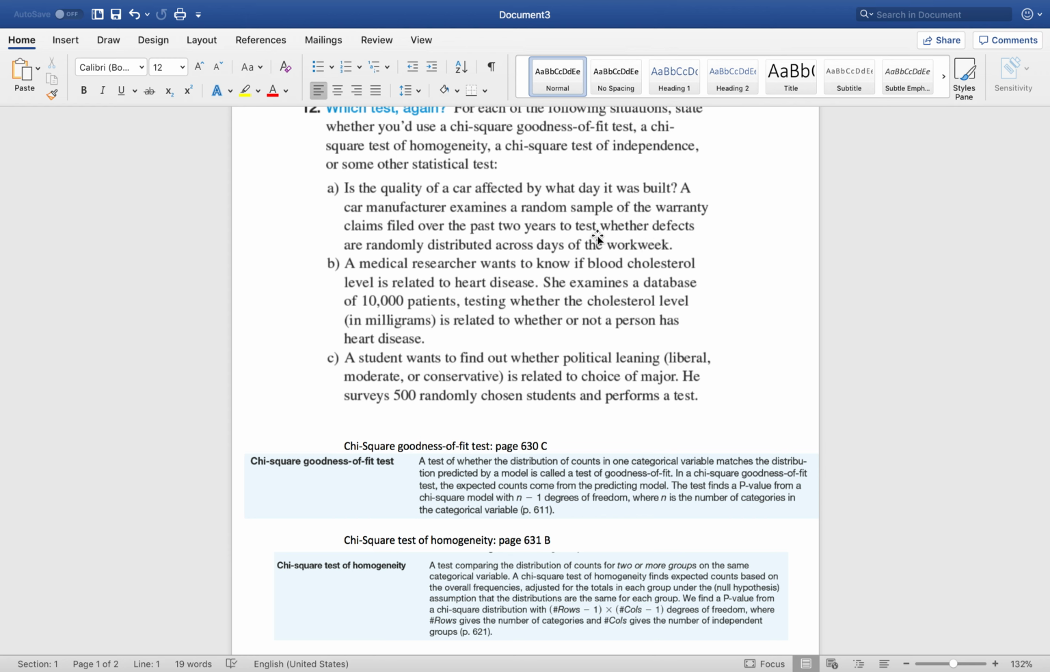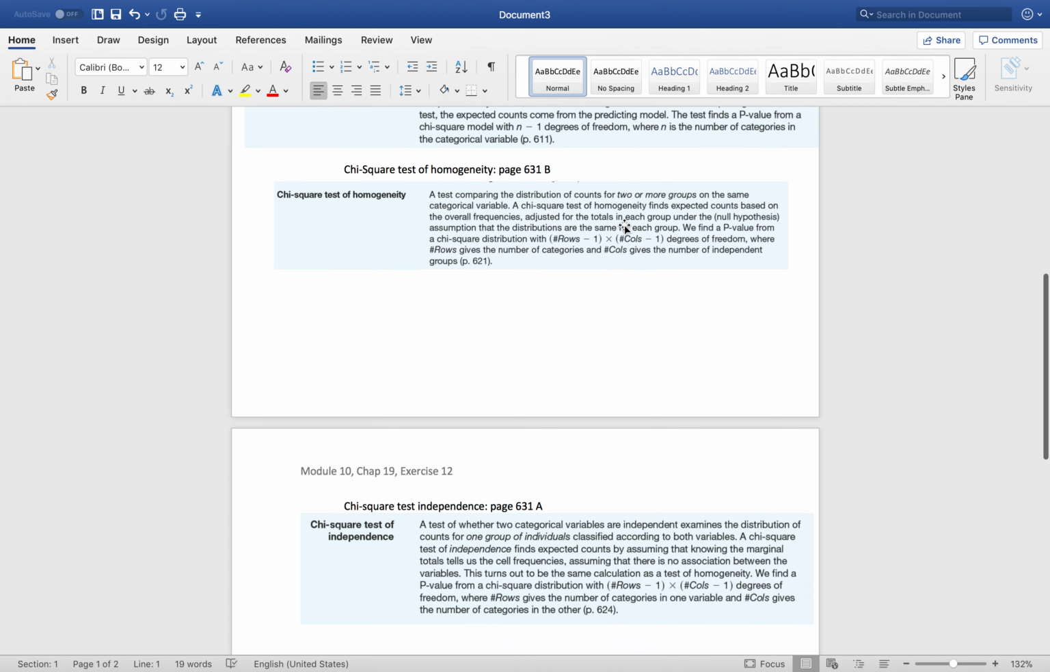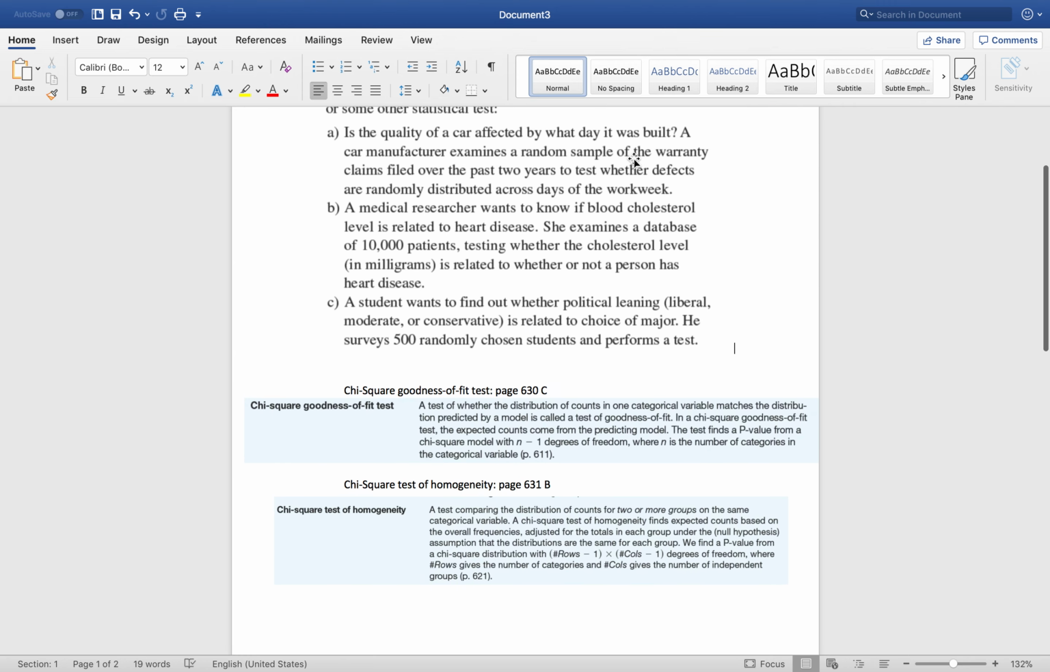If they do affect each other, that means they are not independent, because the independent definition means one does not affect the other. So this is basically seeing, are they independent or not? And also, it's examining the distribution of counts for one group of individuals classified according to both variables. So this one is just trying to see if the quality of car is affected by what day it was built. So that is why I chose the independent, just because it is trying to see if they are independent of each other. And if they're not independent of each other, then it does not pass this test.